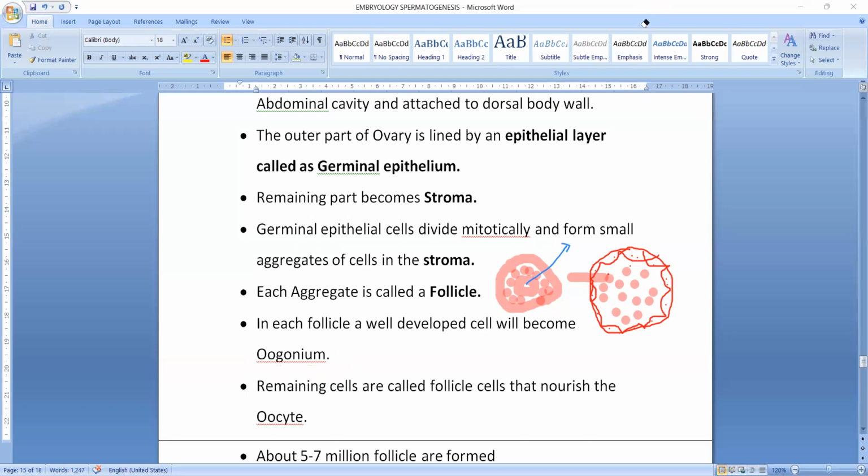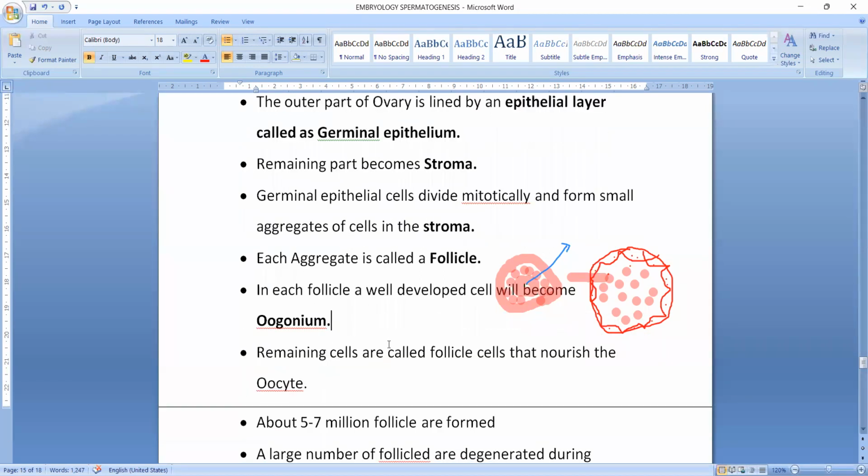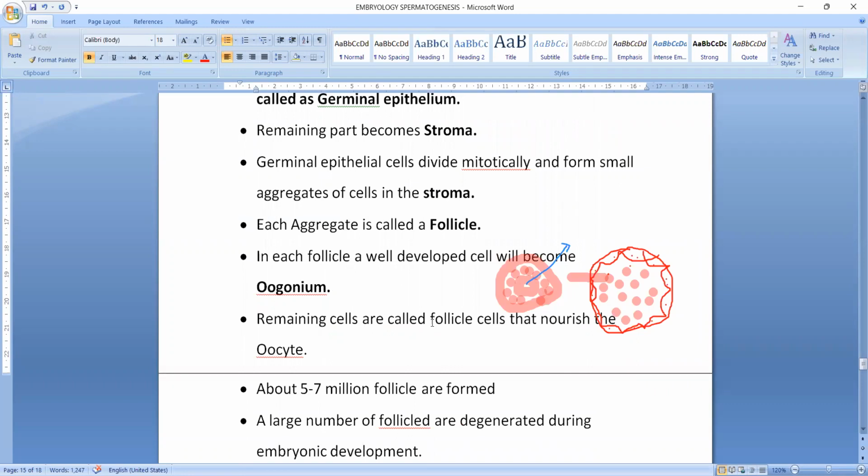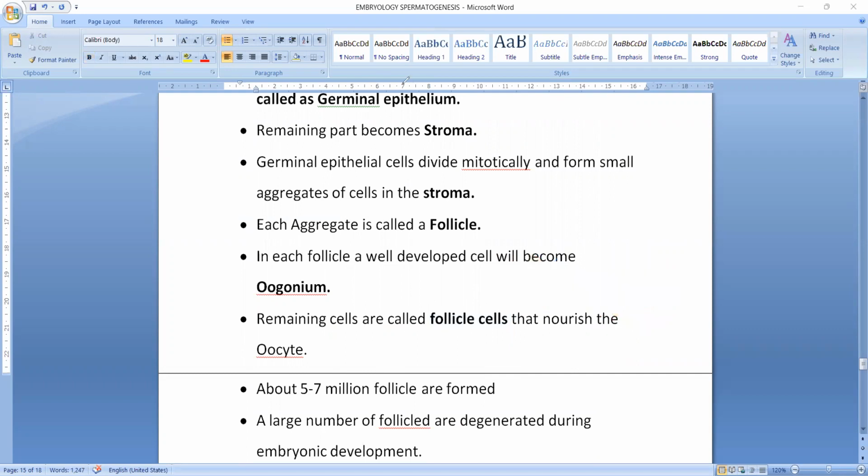This is the oogonium. In each follicle, a well-developed cell will become an oogonium or oo mother cell. The remaining cells are called follicle cells, which nourish the oocyte.